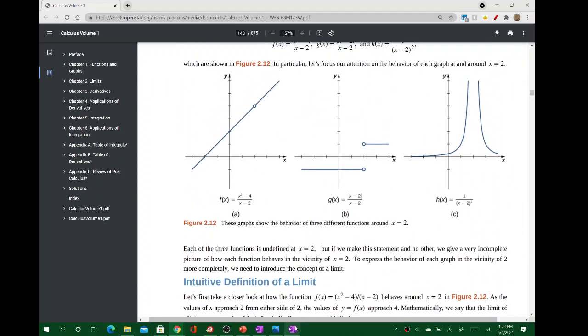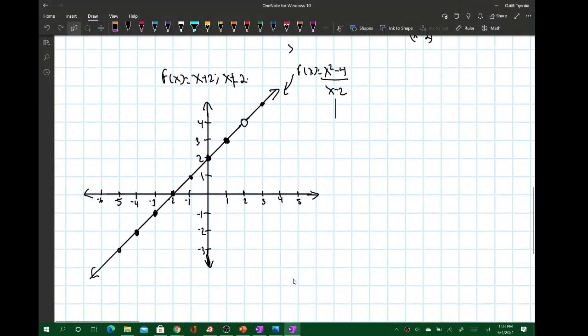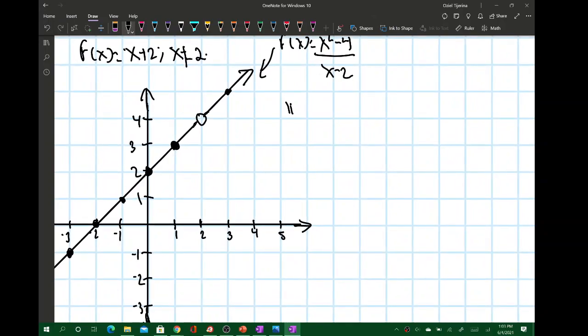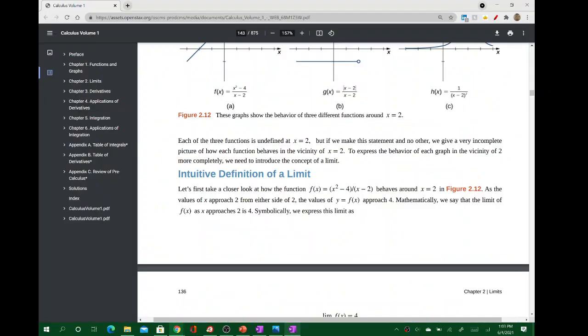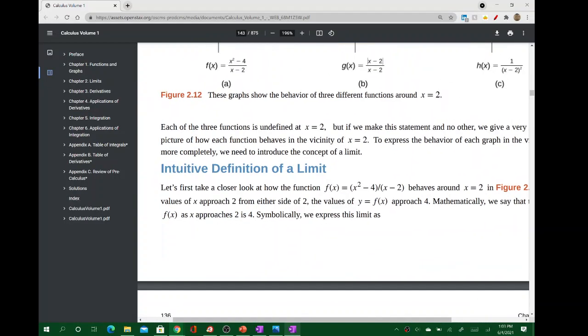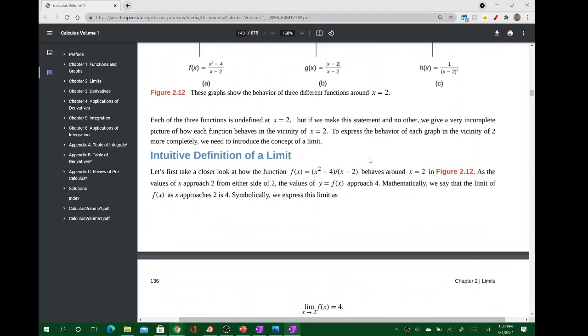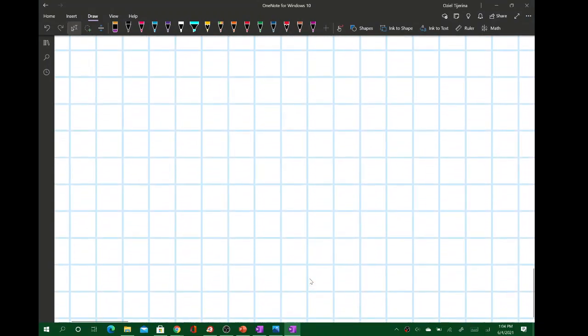So what does this mean, really? If, for example, I said, find the limit as x approaches, so actually it says it right here. It says, each of the functions is undefined at x equals 2, but if we make that statement and no other, we give a very incomplete picture of how each function behaves in the vicinity of x equals 2. To express the behavior of each graph in the vicinity of 2 more completely, we need to introduce the concept of a limit.